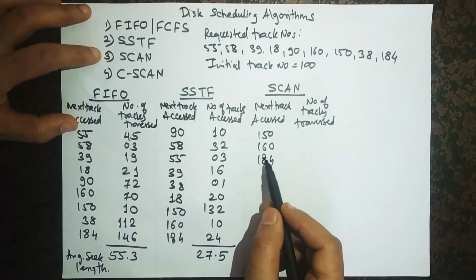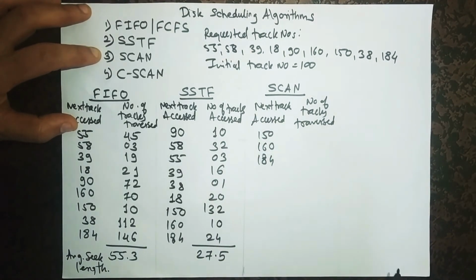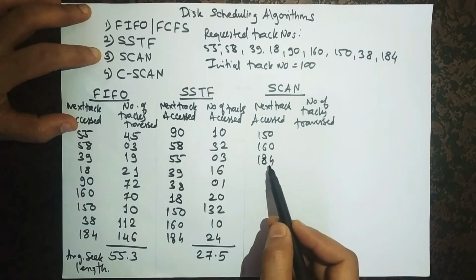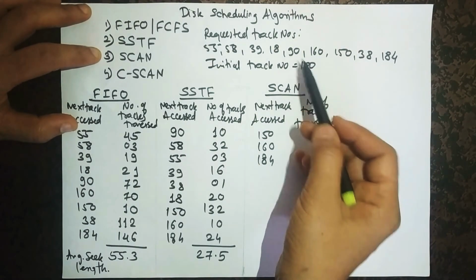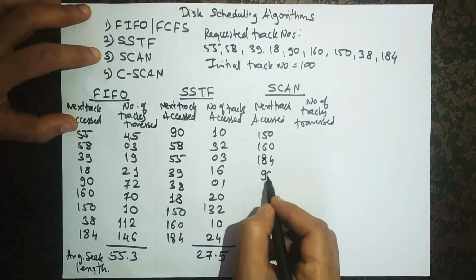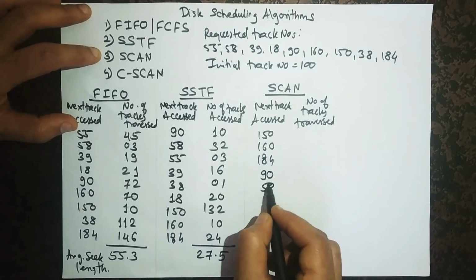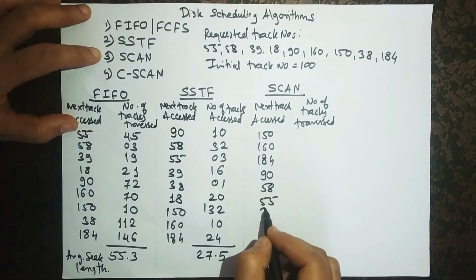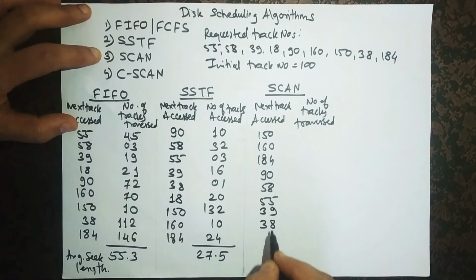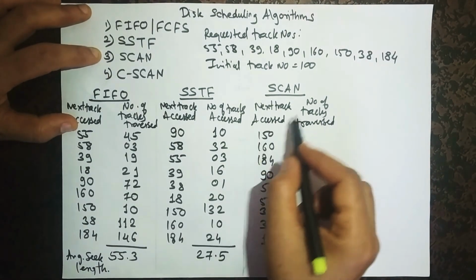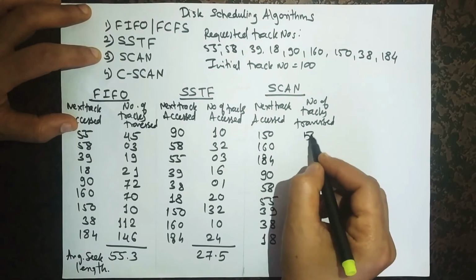Now after going in increasing direction, it goes in the other direction. So in the other direction we say that after 184 the next direction could be started with 90. So we write this as 90 is the next track. Then we have 58, 55, 39, 38 and 18. So here we have the number of tracks traversed again, from 100 to 150, that is 50.